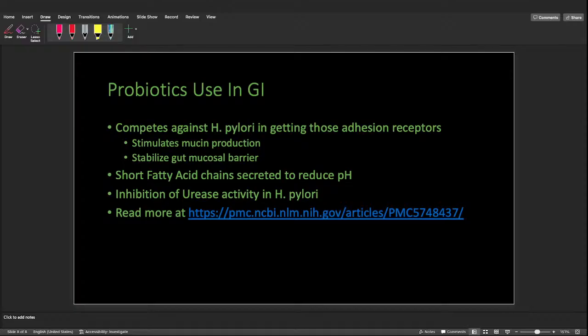And it's shown to also cause inhibition of urease activity in the H. pylori, so it can't really neutralize the stomach acid. And there's a link here. You can go into it. You can find in PubMed that talks a little more about this and all the other medications we discussed earlier. And that's pretty much it. I don't really have anything more about this.